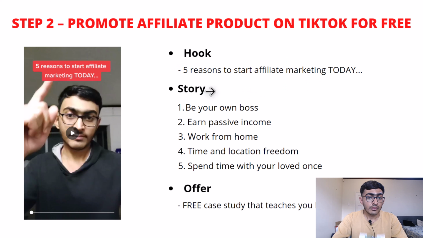And then in the story, I told people that the first reason is be your own boss. Second one is earn passive income. Third one is work from home. Fourth one is time and location freedom. And fifth one is spend time with your loved ones. So in the story, I justify the hook that these are the 5 reasons you need to start affiliate marketing today. Because I know that my audience wants to work from home and my audience wants to earn passive income. That's why I created this story.